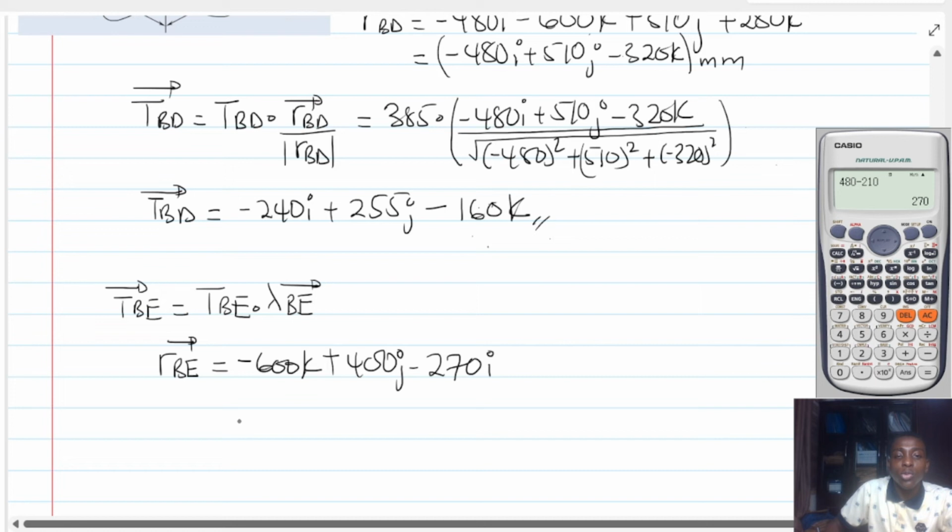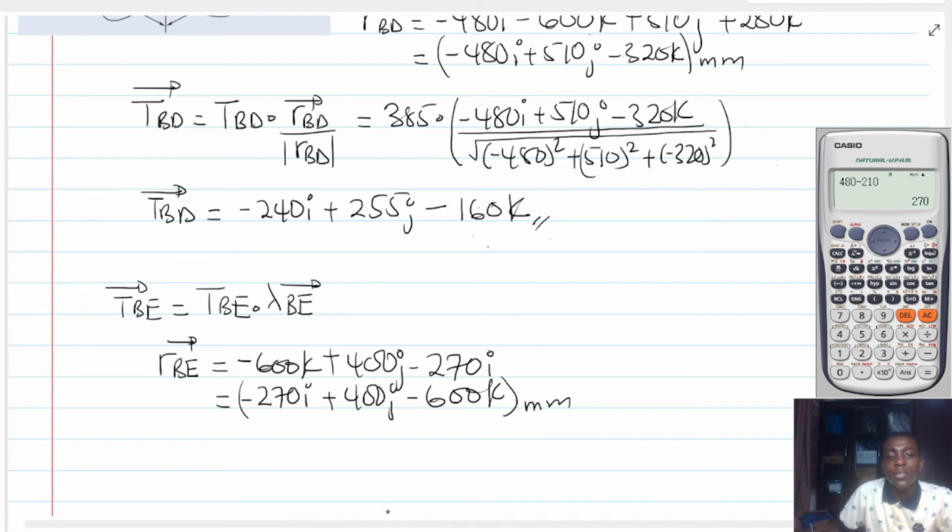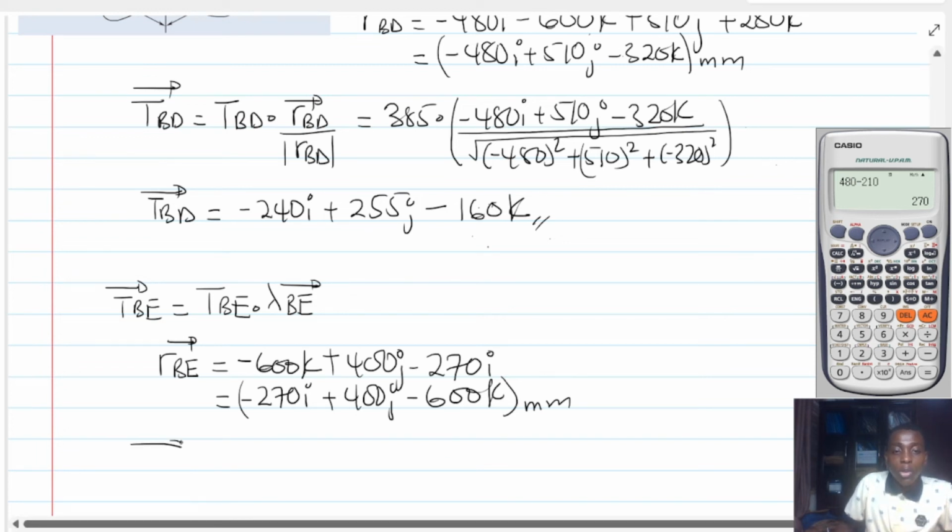Okay. So that is the position vector. Now, let's rearrange this. It's going to be minus 270i plus 400j minus 600k. And this is actually in millimeters. Okay. Now, having gotten this, we are going to actually multiply 385 by the unit vector.